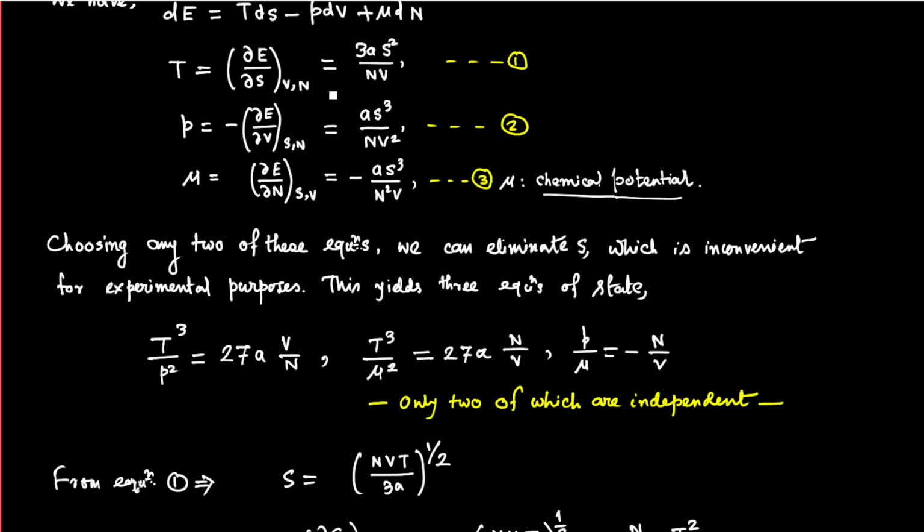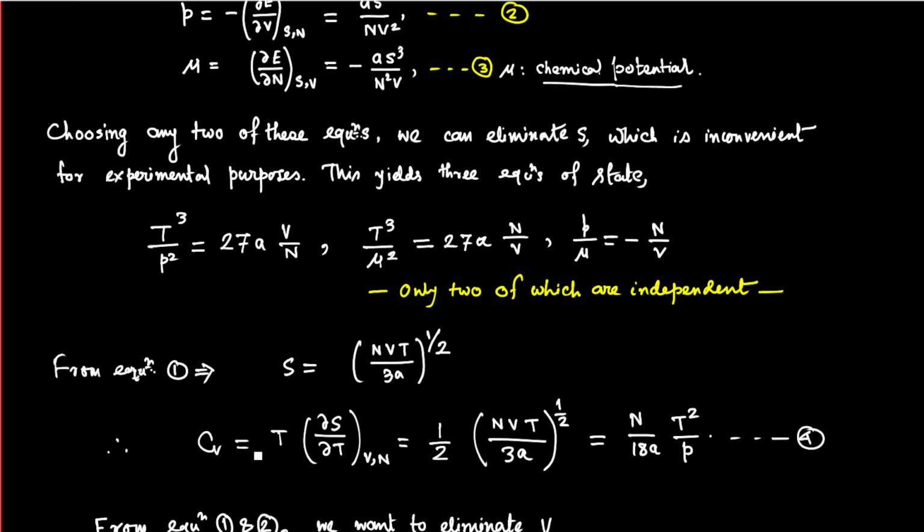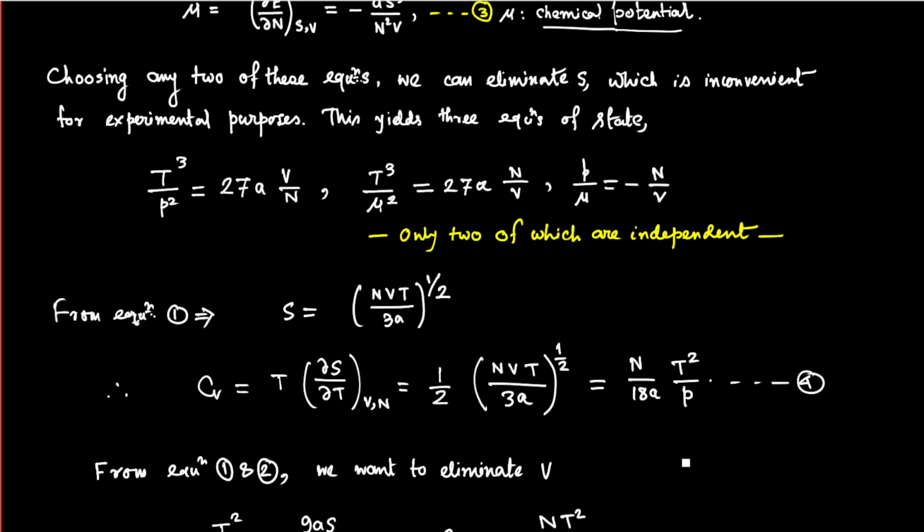Okay. From equation 1, S equals this, (nVT/3a) to the power half. Therefore, Cv equals T dS/dT, with V and N constant, and if we take the derivative of this dS/dT, we will get this equation 4.